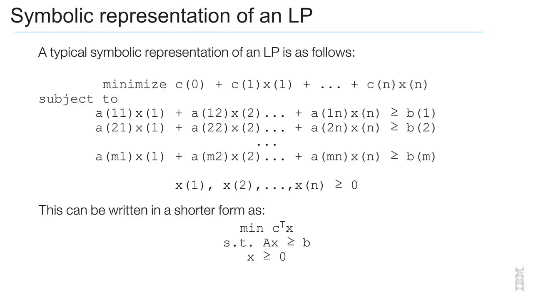After the constraints come the variable domain. In this case, all the variables should be greater than or equal to 0. This symbolic representation is often written in short form as shown here. Here, C and B are vectors containing the objective coefficients and the right-hand side values of the constraints. A is the matrix of constraint coefficients and X the decision variables.